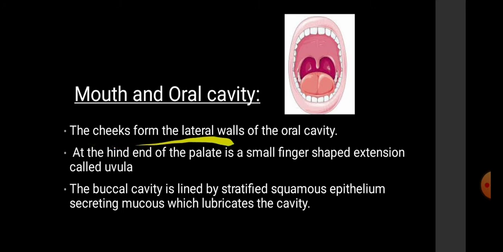The cheeks form the lateral walls of the oral cavity, and at the hind end, that is the posterior end of the oral cavity, the palate, you can see a small finger-shaped projection or extension, and this is called the uvula. See, this is the uvula, which is a finger-shaped extension from the hind portion of the palate. The buccal cavity is lined by stratified squamous epithelium, and this secretes mucus, which will lubricate the oral cavity.